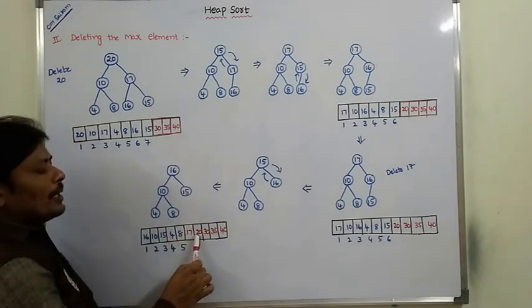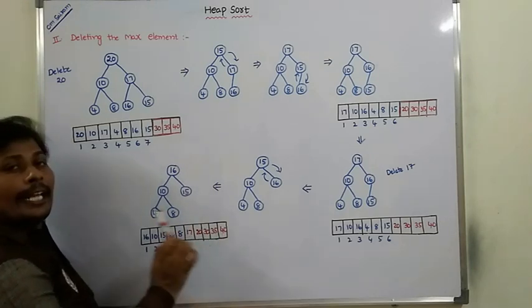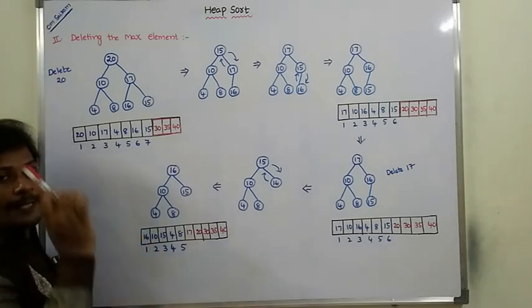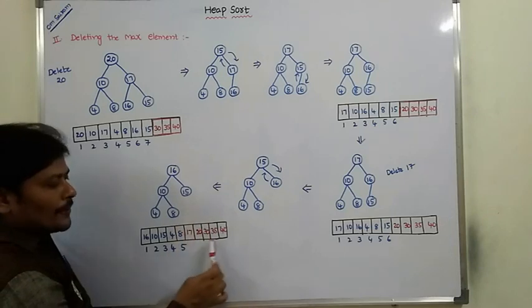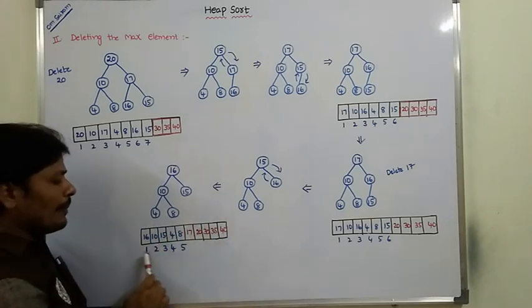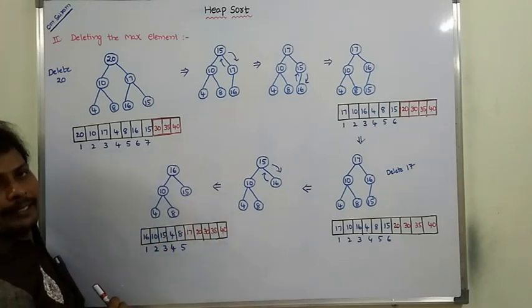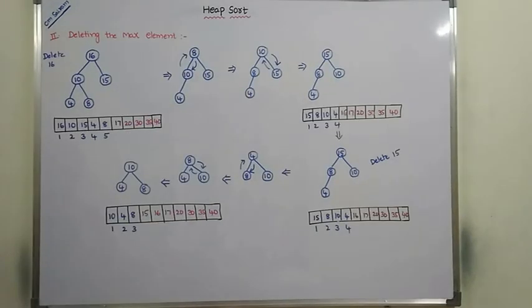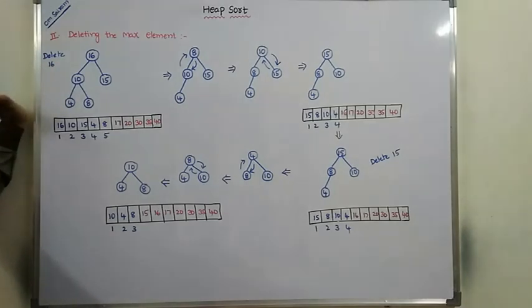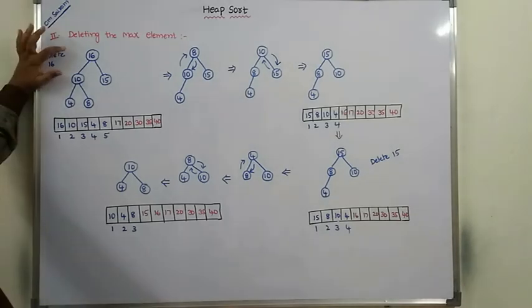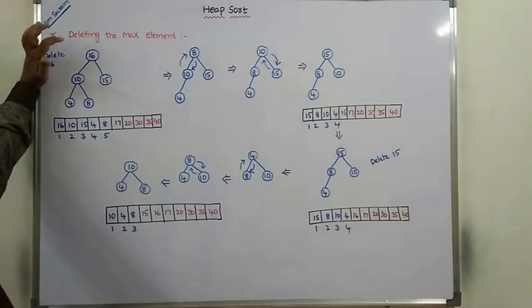Now 17, 20, 30, 35, 40 are the deleted elements from the maximum heap. Okay, these are already sorted elements. Now these remaining elements are to be sorted. After deleting node 17, this is the maximum heap we have to obtain. Okay. Next, we have to delete the maximum element at the root node, that is 16.